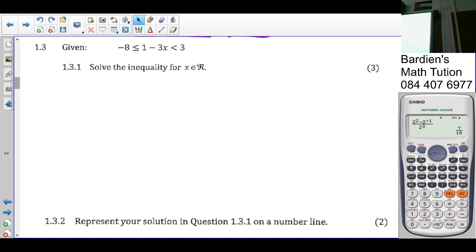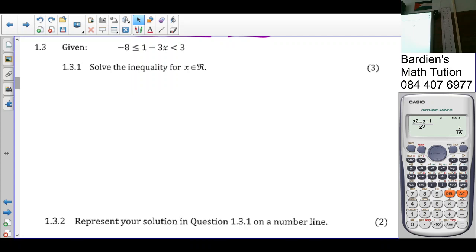1.3.1. Solve the inequality for x, an element of real numbers. What are real numbers? All the numbers under the sun that exist to us. Okay? So that is rational, irrational, integers, whole numbers. I said integers, rational, irrational, and natural. All of those are considered as real numbers.